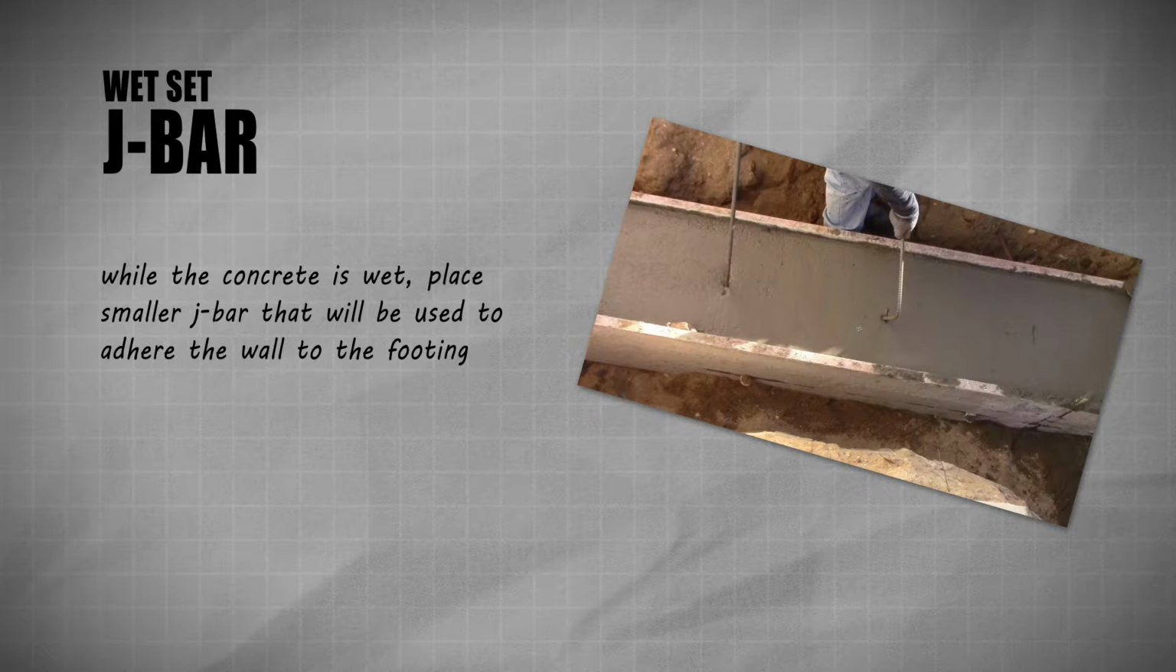Sometimes concrete will ooze out from under the forms. If this happens, we won't be able to strip the forms off, so clear that oozing concrete away with a shovel. Once you have wet set your J-bar, take care to clean up the worksite and collect any tools or parts that may have fallen to the ground.